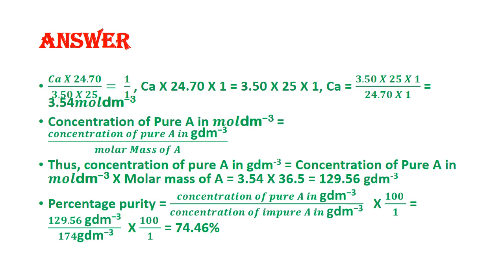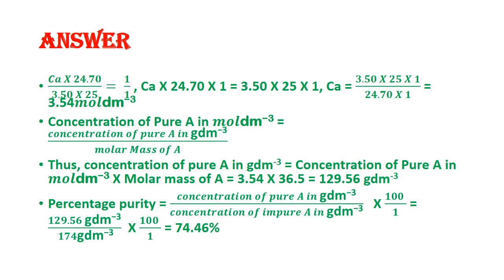Which means out of that 174 gram per dm cube that we have of impure A, 129.56 gram were pure. Are you getting it? Do you understand? That is it. So percentage purity will now be concentration of pure A in gram per dm cube all over concentration of impure A in gram per dm cube times 100 over 1. Are you getting it? That is the formula. So that gives us 129.56, which is pure A, all over 174, times 100 over 1. If you calculate that, it gives you 74.46%.